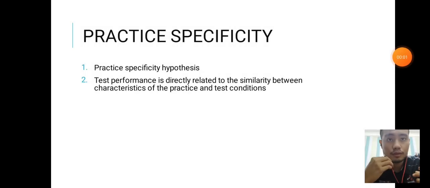Next is practice specificity. So in the early part of the slides, I told you about practice variability. Okay, the second is practice specificity. In this part, I will tell you about the practice specificity hypothesis, and we need to know what practice specificity is. It is test performance that is directly related to the similarity between characteristics of the practice and the test condition.